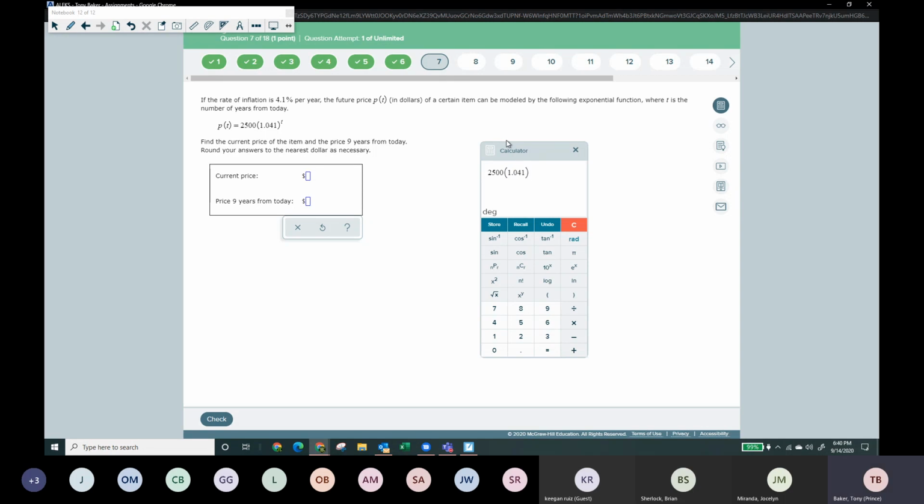1.041, and then raised to the 0, since the current price is at 0. So you get 2,500. For the price 9 years from now, just hit undo and change the 0 to a 9. It says round to the nearest dollar. So 3,589.